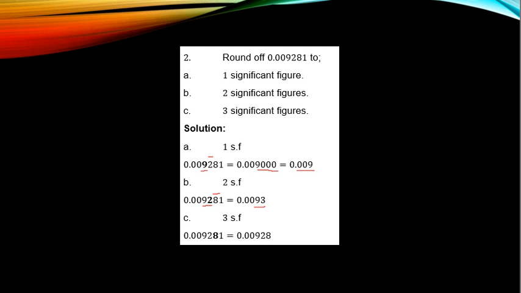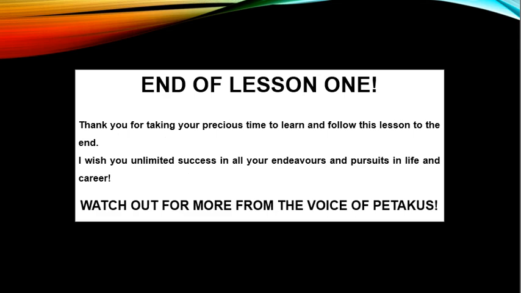Okay. C, 3SF. In 3SF, we are interested in the first three non-zero numbers after the zeros from the left. That is 928. The next digit 1 falls in the category of rounding down to 0. If you round 1 to 0, you add it to 928, it remains as 928. To 3SF, you have 0.00928. Believe you got it right, because it's a very simple concept. Alright. End of lesson 1.